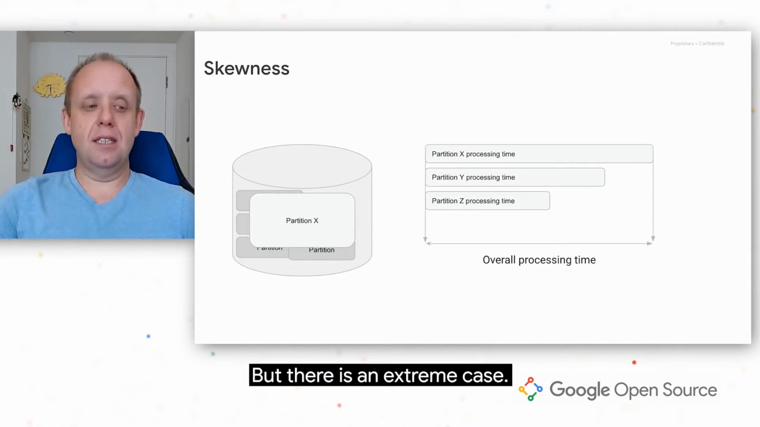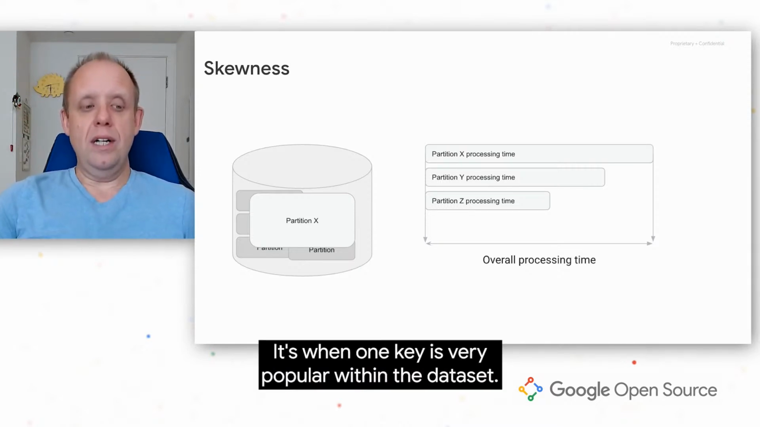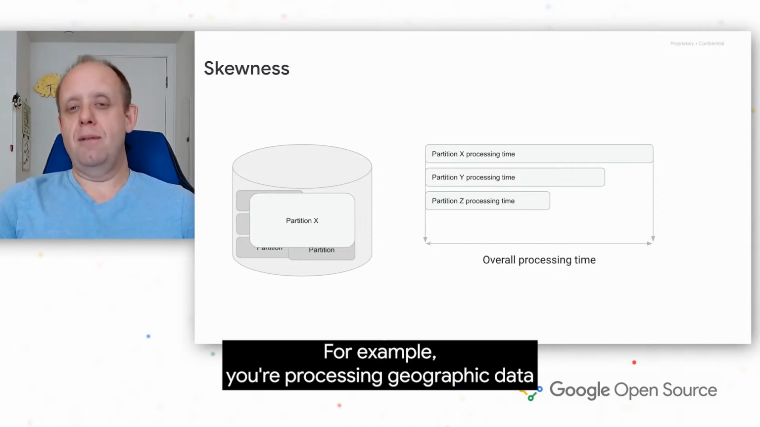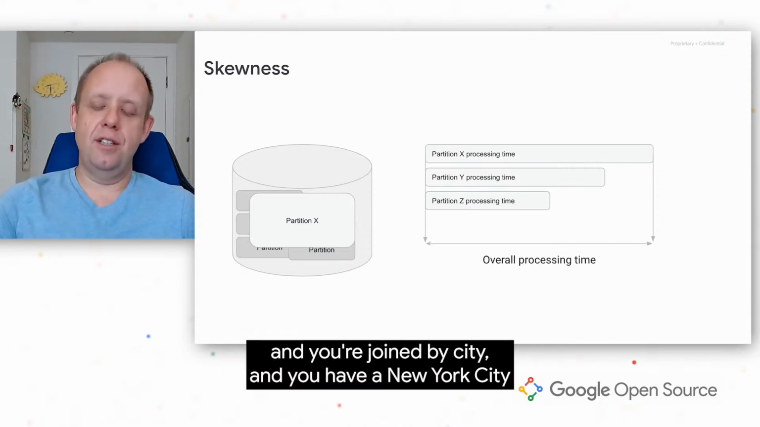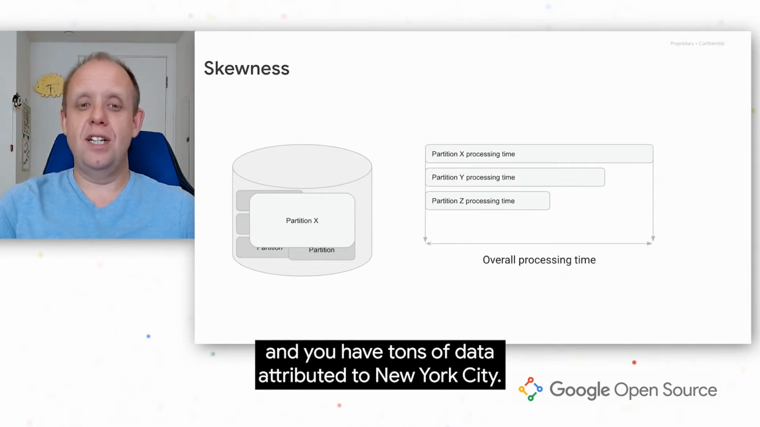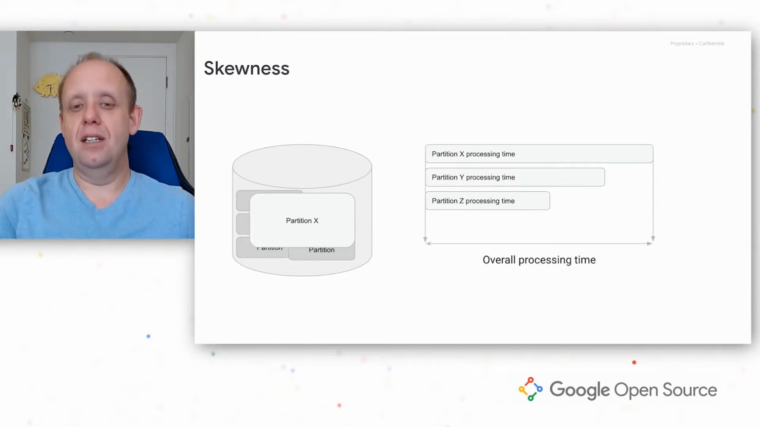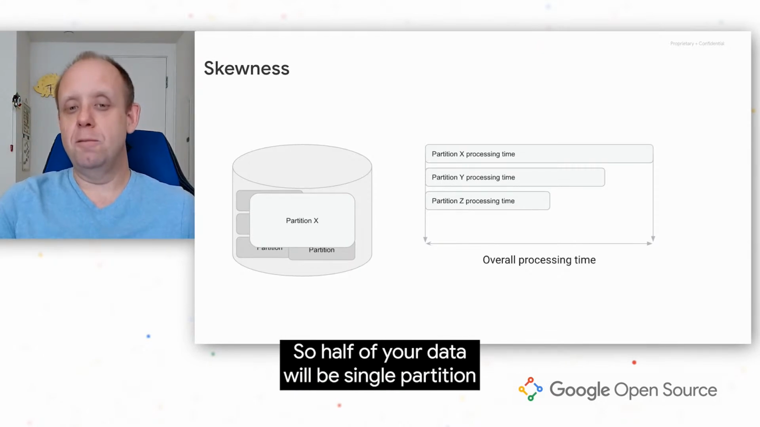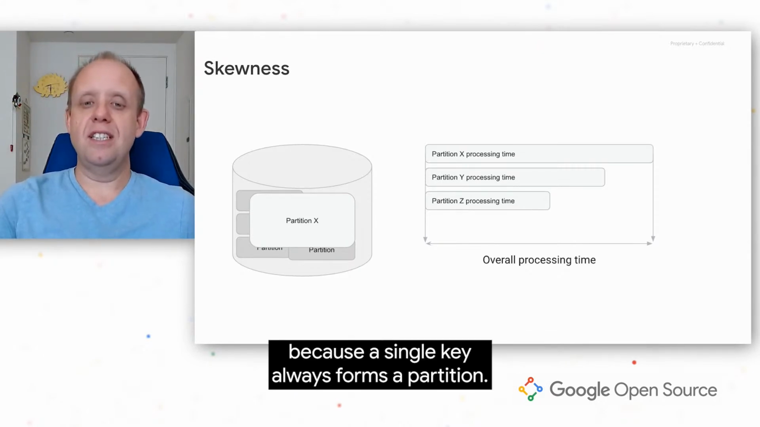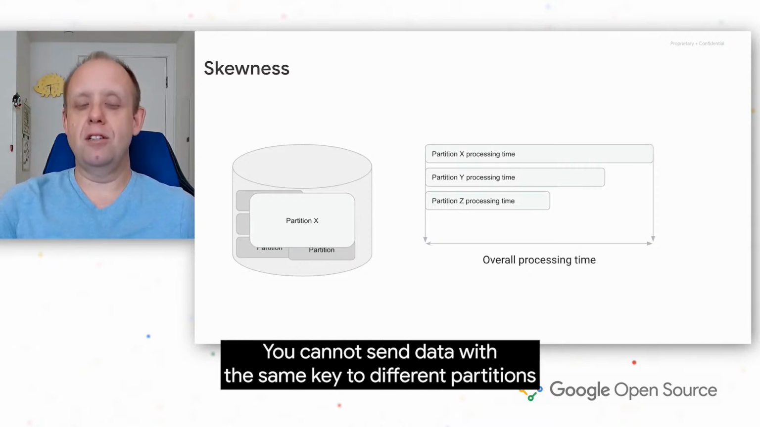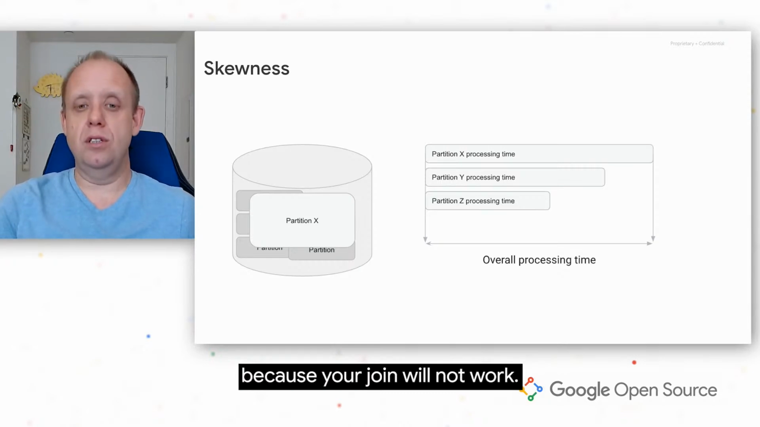But there is an extreme case, is when one key is very popular within data set. Like, for example, you're processing geographic data and you join by city and you have a New York City and you have tons of data attributed to New York City. Or you have some default value, like null. Like half of your data have null. So half of your data will be single partition because a single key always form a partition. You cannot send data with same key to different partitions because your join will not work.